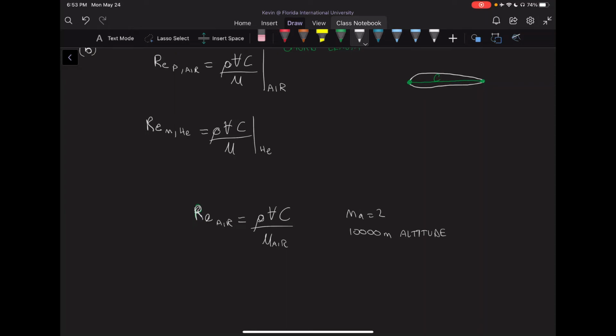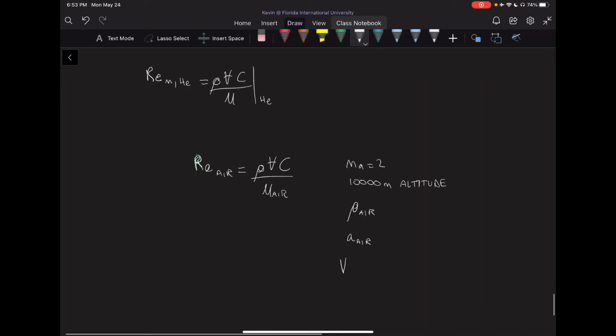And with this information, we're actually going to be able to find our density of air at that height. We're going to be able to find our velocity or our speed of sound at that height, which means we know that our velocity of the air is going to be equal to 2 times a air. Okay, it's Mach 2 multiplied by the speed of sound. And we're also going to be able to find the viscosity of air.